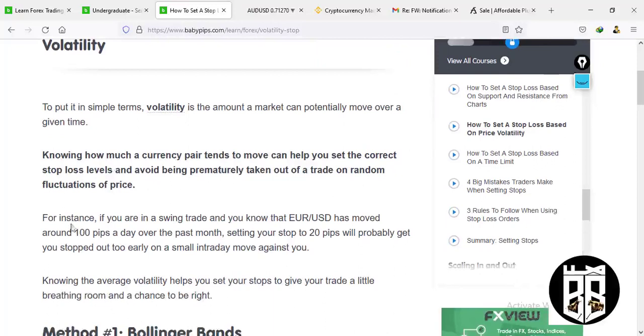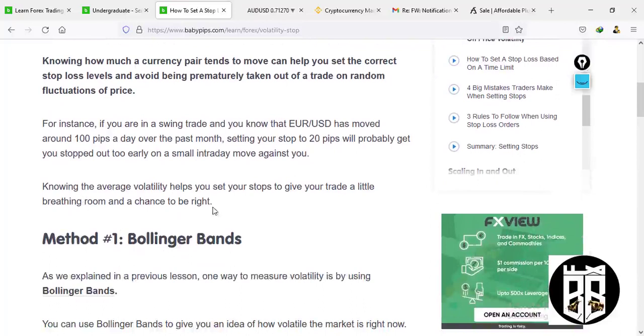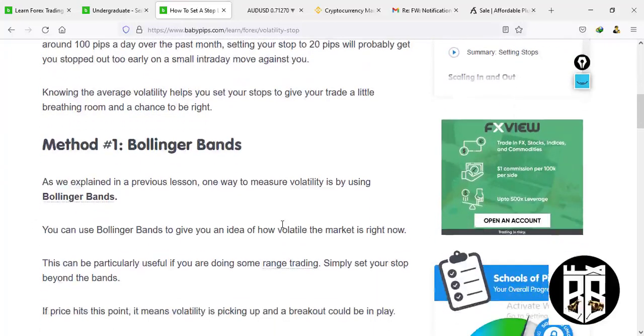For instance, if you're a swing trader and you know that Euro USD has moved 100 pips a day over the past month, setting your stop to 20 pips will probably get you stopped out too early on a small intraday move against you. So knowing the average volatility helps you set your stops to give your trade a little breathing room and a chance to be right. Okay, so method number 1 is using Bollinger Bands.